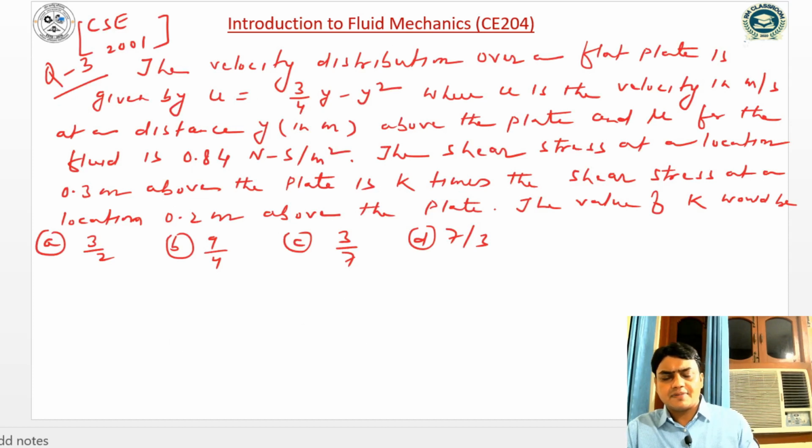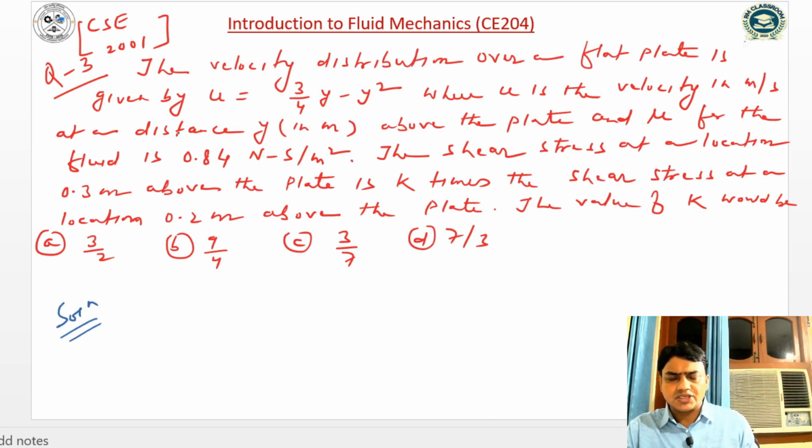Let us take another problem. The velocity distribution over a flat plate is given by u is equal to 3 by 4 y minus y square, where u is the velocity in meter per second at a distance y in meter above the plate, and mu for the fluid is 0.84 Newton second per meter square. The shear stress at a location 0.3 meter above the plate is k times the shear stress at location 0.2 meter above the plate. The value of k would be.